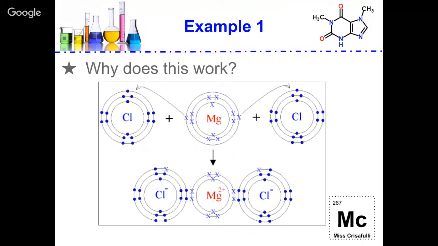And why does this work? This works because remember in Chapter 7 when we drew the structures of ionic compounds, chlorine is going to get an electron from magnesium. And so we need to have 2 chloride ions and 1 magnesium ion to have a neutral compound, and we do.